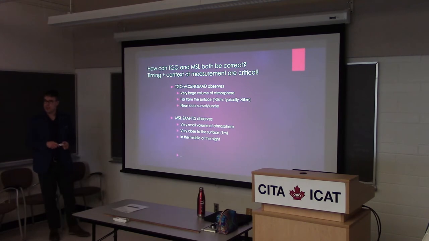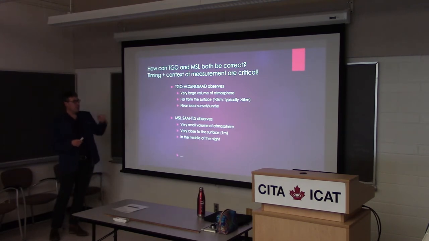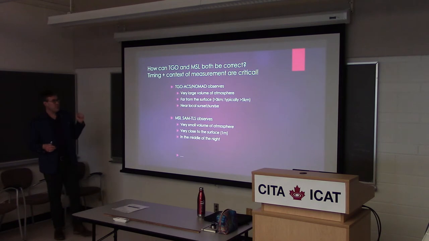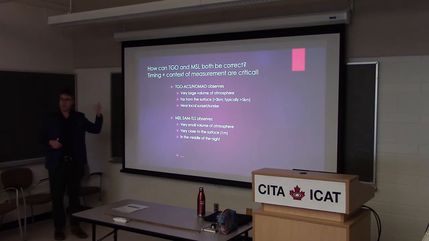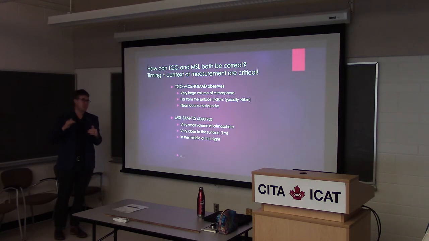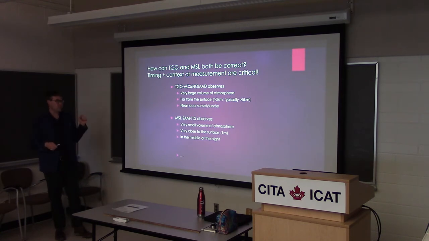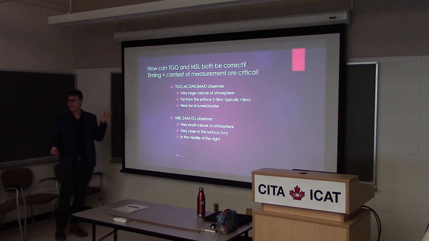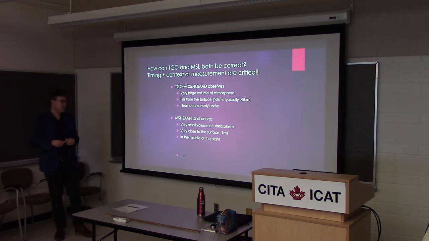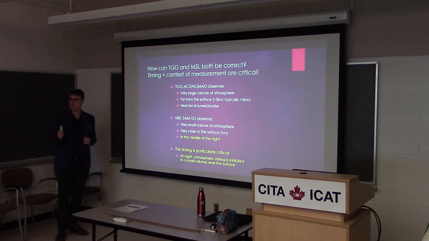Turns out the timing and the context are the most important parts of this. For TGO, they're looking at a very large volume of atmosphere. They're from orbit, and they're looking along the limb. What they're looking at is far from the surface. It's always above 3 kilometers, usually above 5, and the most sensitive altitude is even higher than that. They're locked into local sunset and sunrise because they're looking at the sun through the atmosphere. So they're always looking at a very specific time of day. Whereas for the SAM TLS, we're looking at a very small volume of atmosphere, basically whatever fits in the Herriott cell. We're looking very close to the surface, within a meter or so. And we're looking always, as it turns out, in the middle of the night. And that turns out to be the most important part of the story.